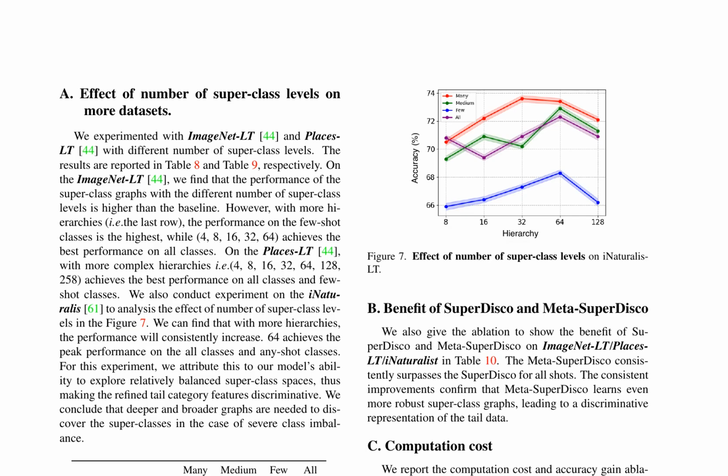The impact of varying the number of superclass levels on the performance of SuperDisco and meta-SuperDisco models in long-tail classification tasks is explored.